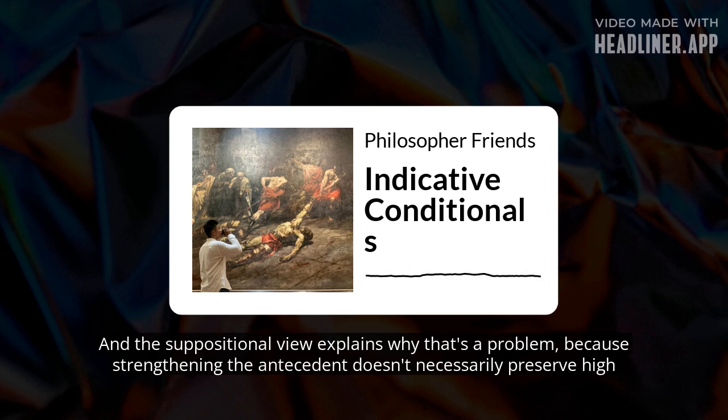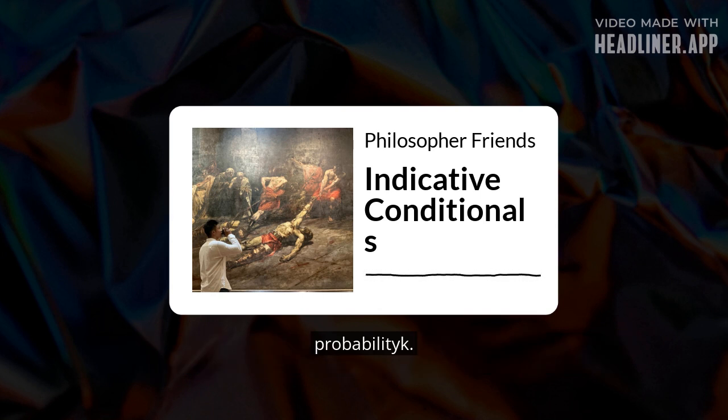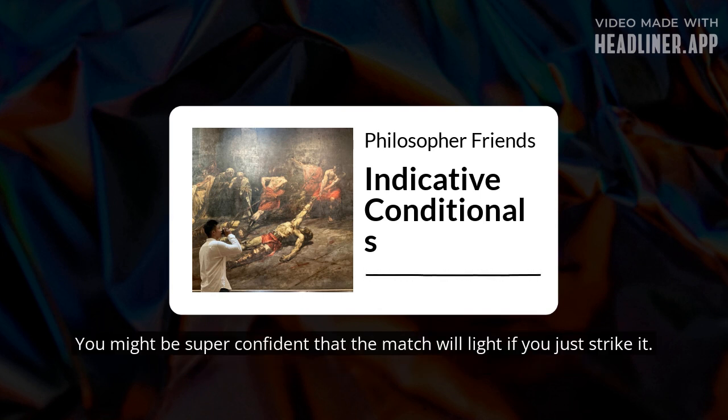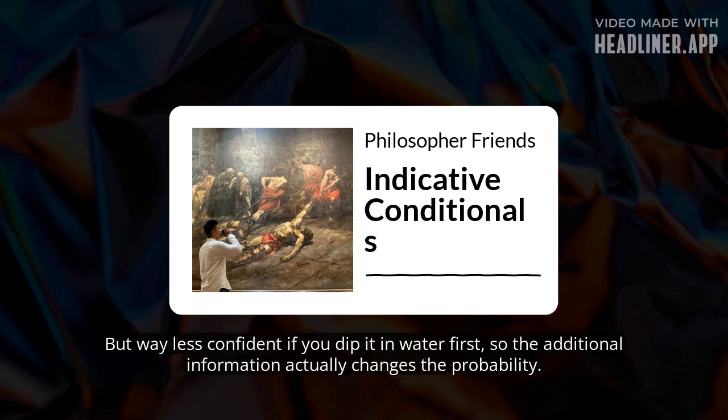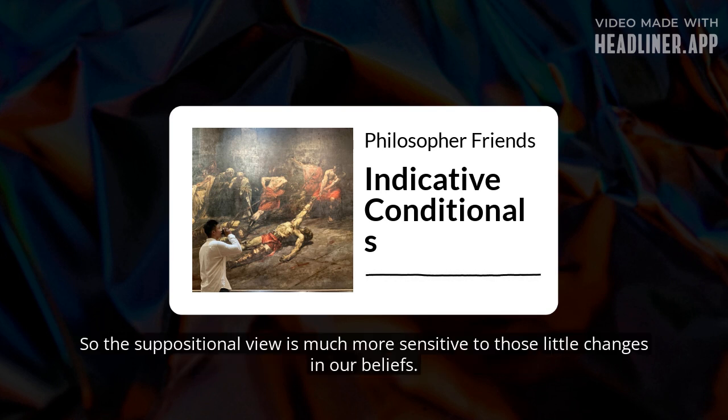Because strengthening the antecedent doesn't necessarily preserve high probability. You might be super confident that the match will light if you just strike it, but way less confident if you dip it in water first. So the additional information actually changes the probability. Okay, so the suppositional view is much more sensitive to those little changes in our beliefs.